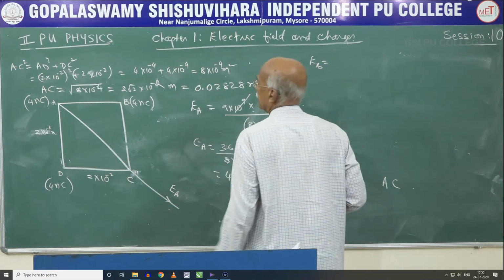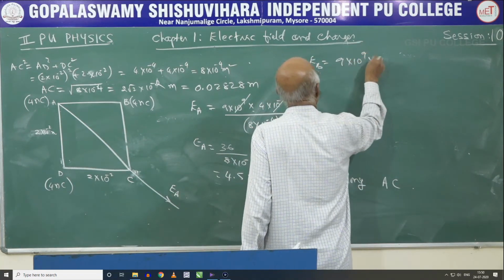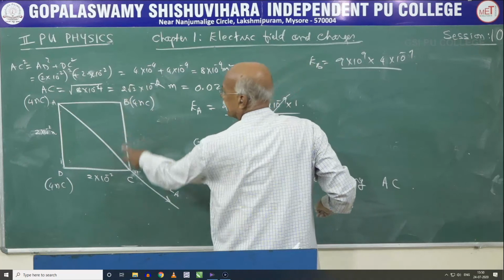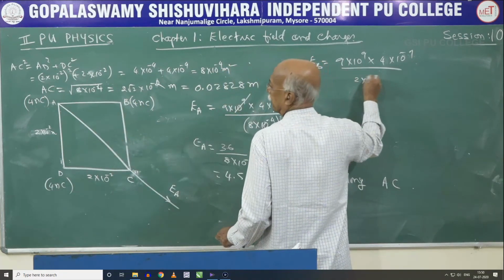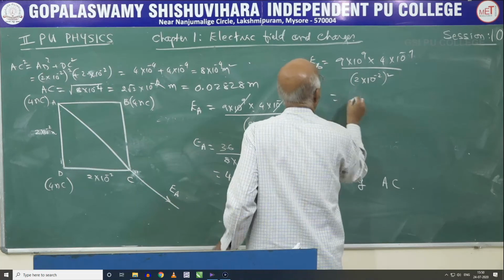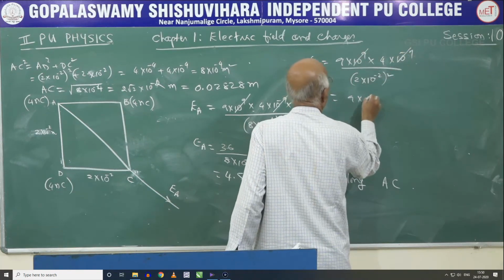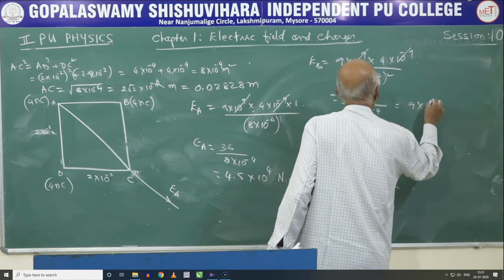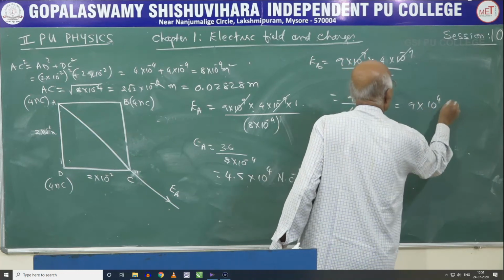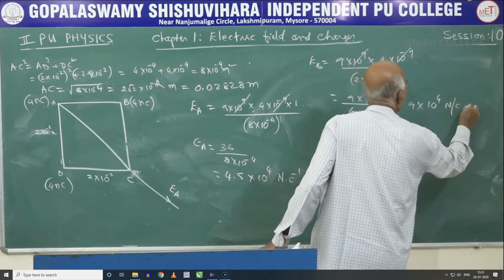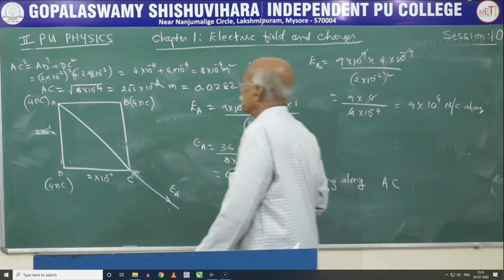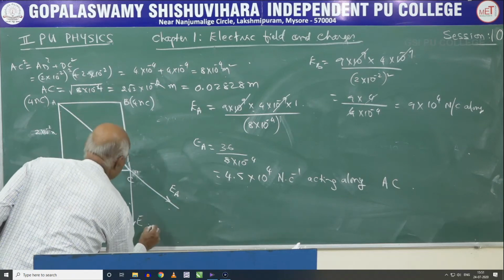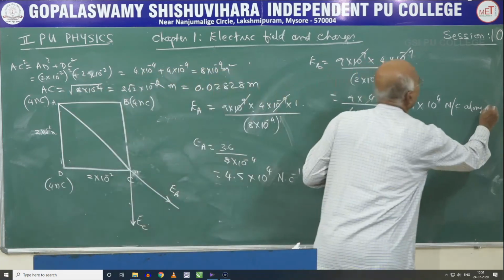If you write E of B, it is equal to 9 into 10 to the power of 9 into 4 into 10 to the power of minus 9, divided by the distance between them, 2 into 10 to the power of minus 2, the square. Therefore, these two get cancelled. 9 into 4 divided by 4 into 10 to the power of minus 4. This is equal to 9 into 10 to the power of plus 4 Newton per Coulomb, and this will be along BC.